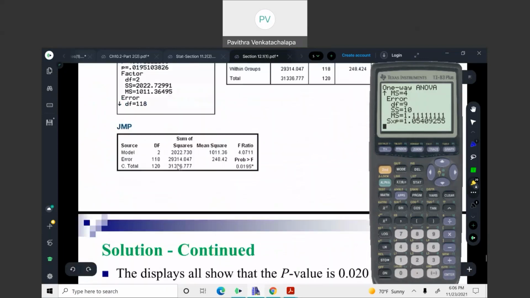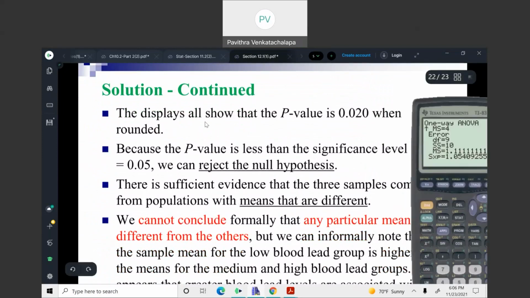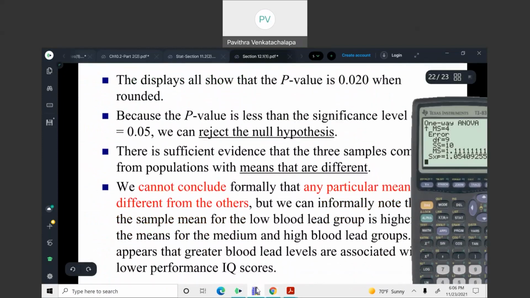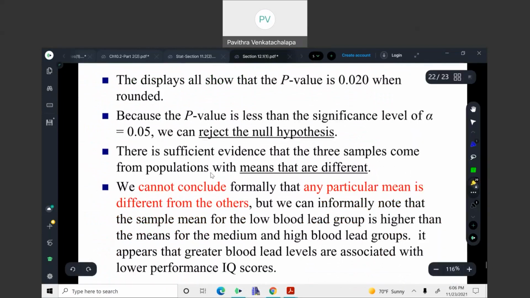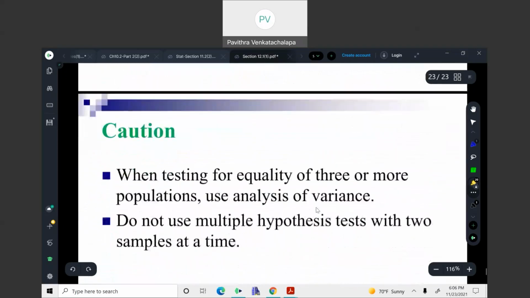So the last thing is about the solutions of the above problem. Since the p-value is 0.02 when rounded, and let me close this calculator. We don't need this. Okay, and the p-value for this third problem or third example is less than the significance level. Hence, we are rejecting the null hypothesis. That means the means are different. And this is the final conclusion which you can give depending on the problem.